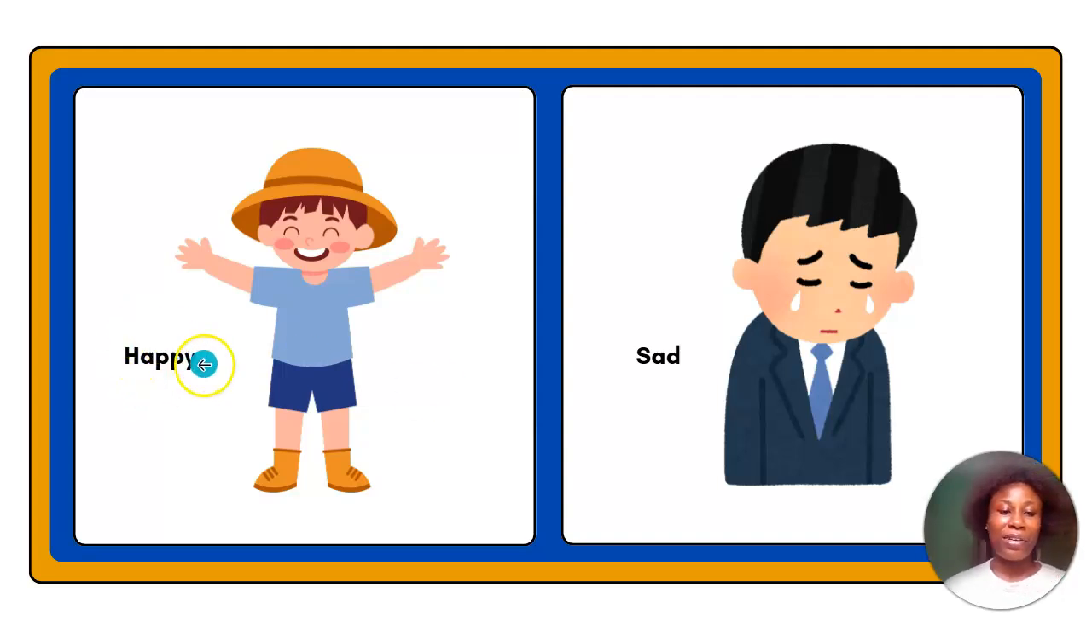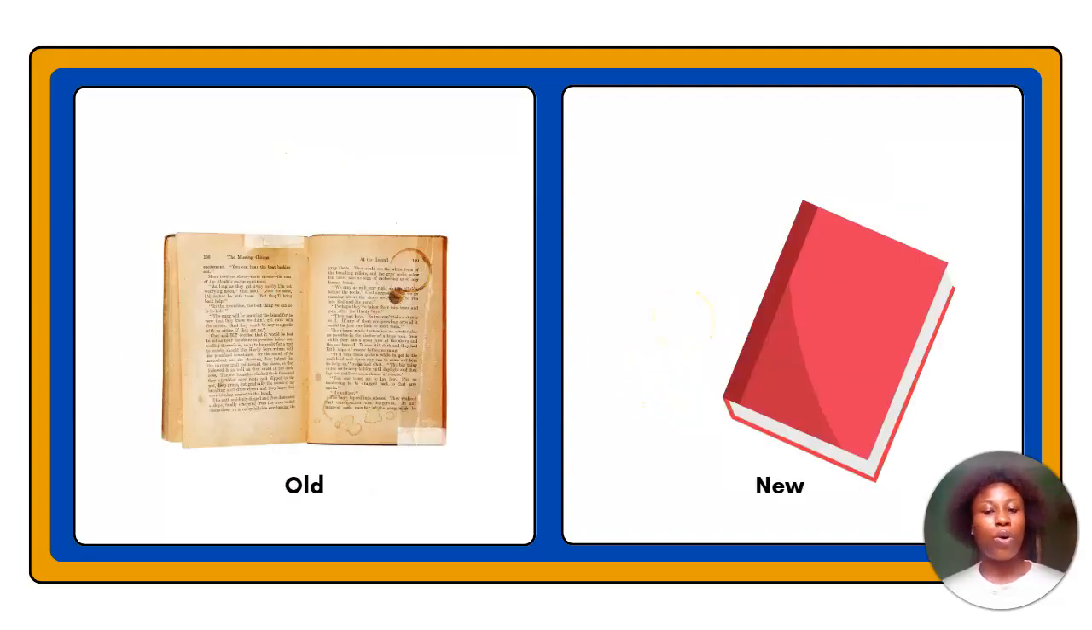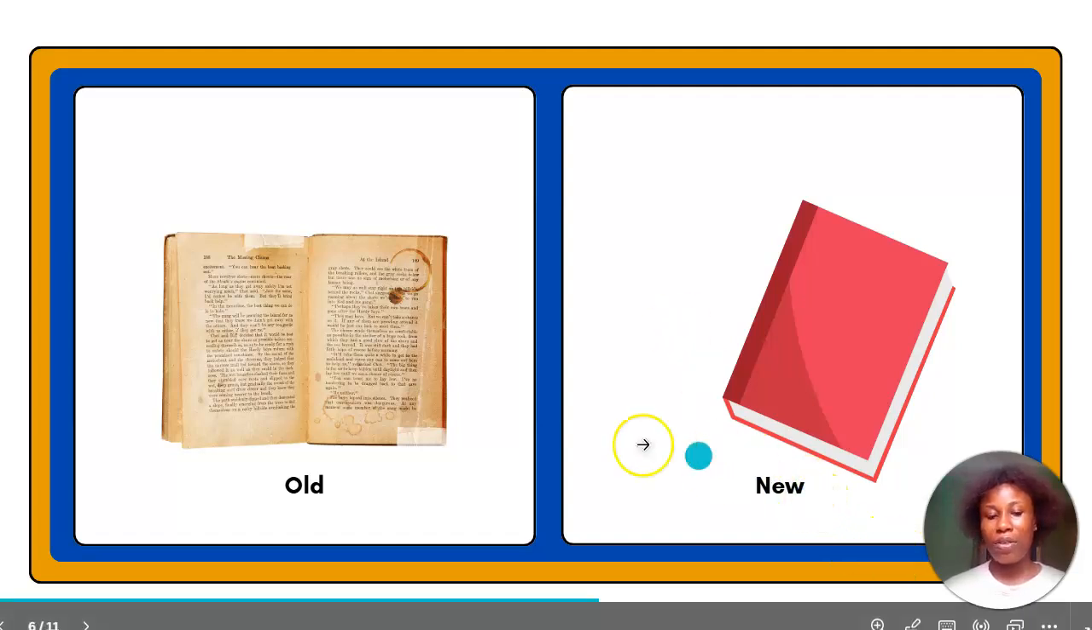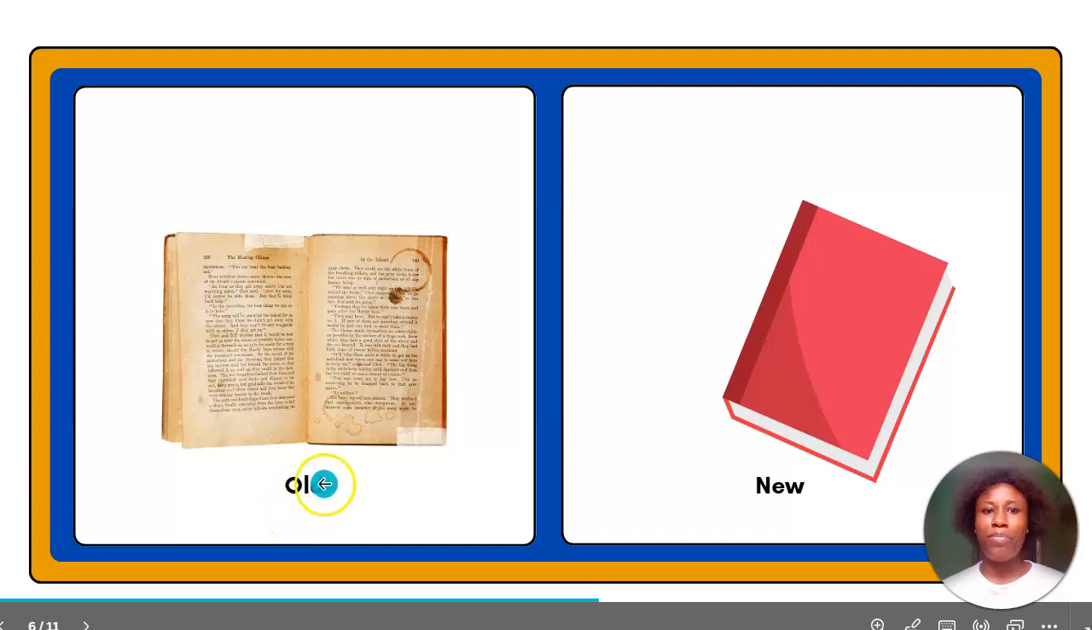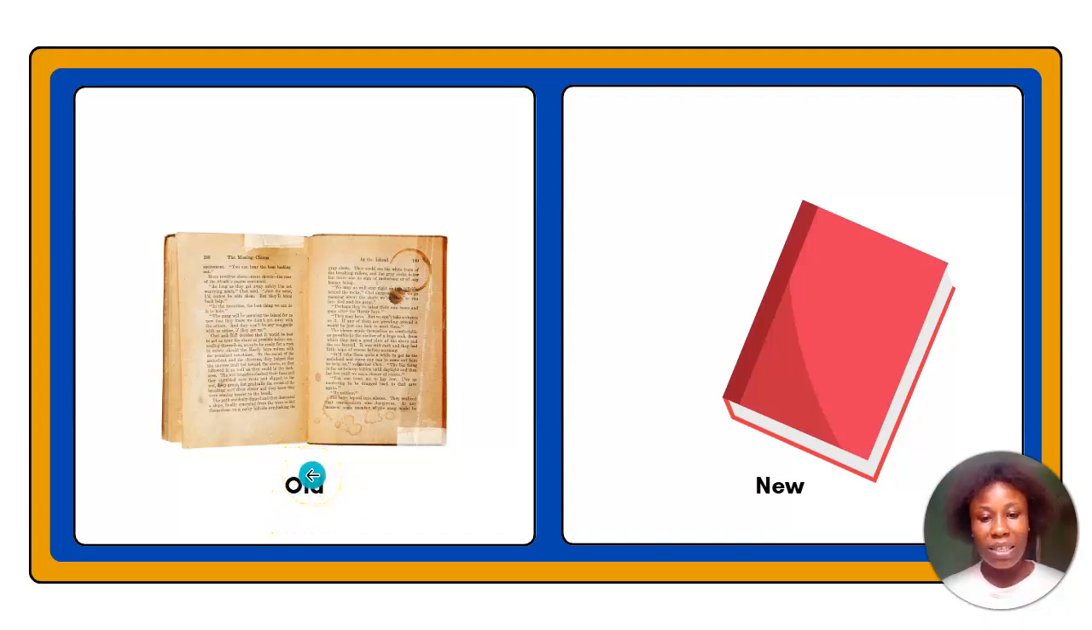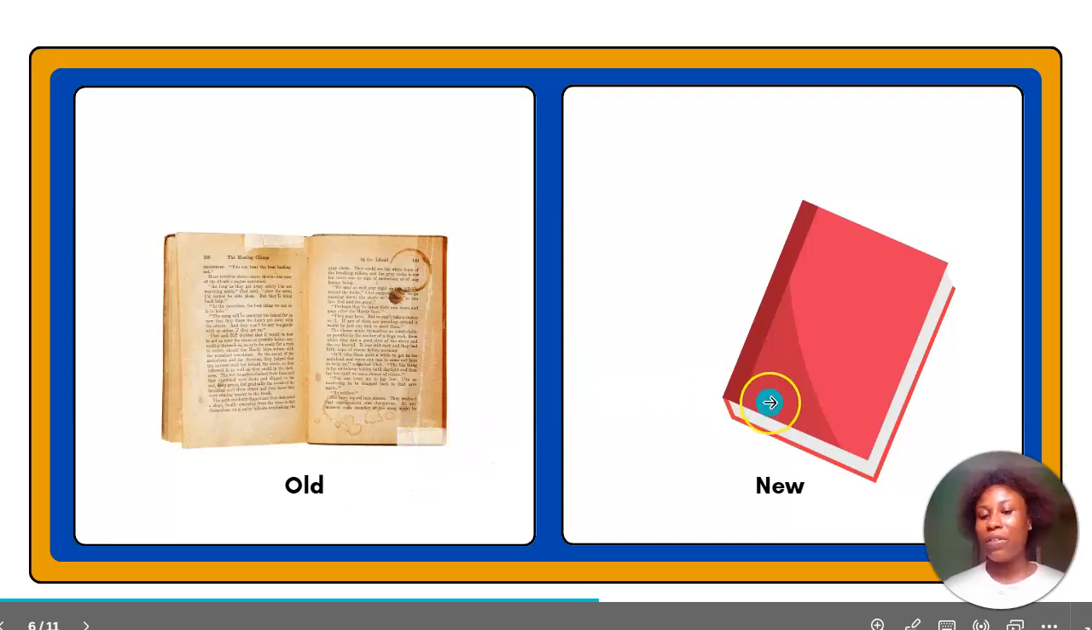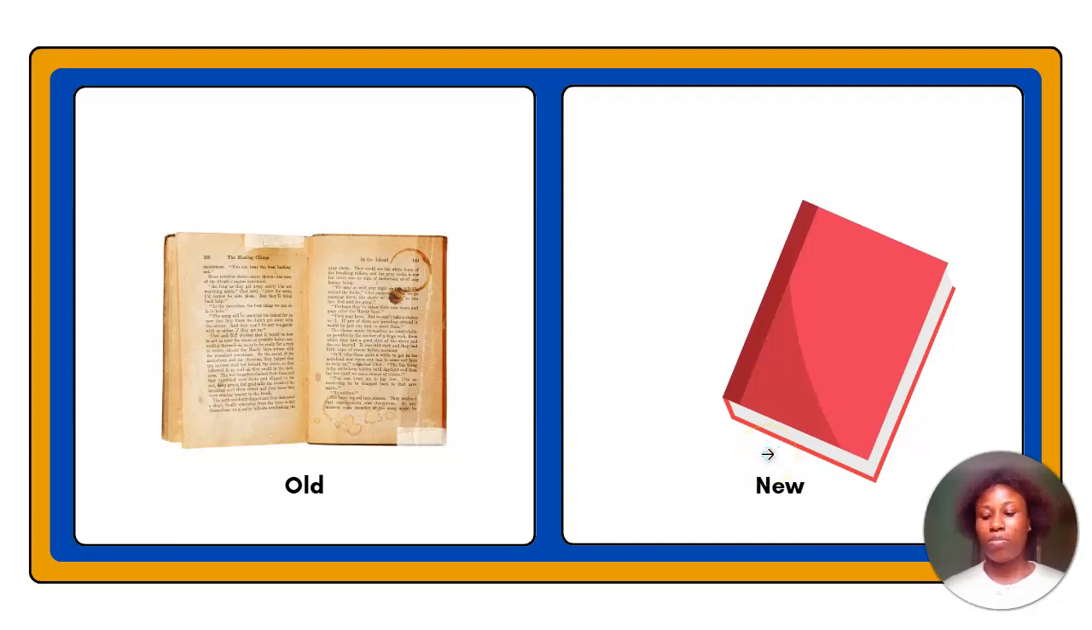Okay, so here is a boy, he's happy. And this is someone who is sad. That means if I'm not happy, I'm definitely going to be sad, right? Another one is old and new. This is an old book and this is a new book. So if a book or an outfit or a building is old, the antonym for old is definitely new. So if something is not old, that means it's new.